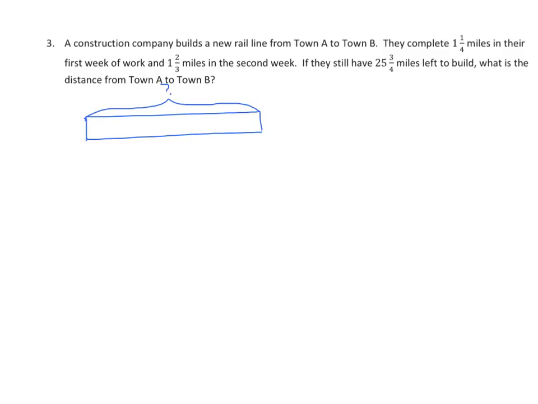An unknown whole. We do know that in the first week they went 1 1/4 miles. In the second week they went 1 2/3. So I'll just write that 1 and 2. And this is what's left. And this time we know what's left. It's 25 3/4. So we are given 3 parts, and we need to find the whole. You should know what operation is involved with that. I just want to tell you, because we have 3 numbers to work with, I might want to work with the compatible numbers with like denominators first before I work with the other.